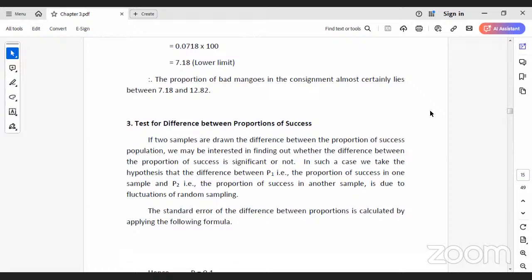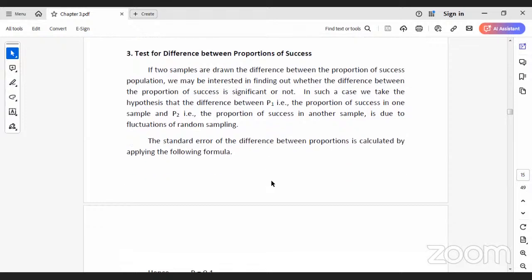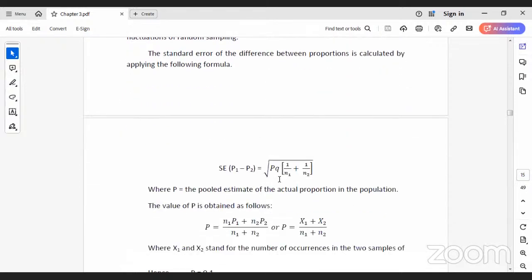Okay, so if two samples are drawn, the difference between the proportion of success in the population, we may be interested in finding out whether the difference between the proportions of success is significant or not. In such a case, we take the hypothesis that the difference between P1, the proportion of success in one sample, and P2, the proportion of success in another sample, is due to the fluctuation of random sampling. The standard error of difference between proportions is calculated by applying the following formula.